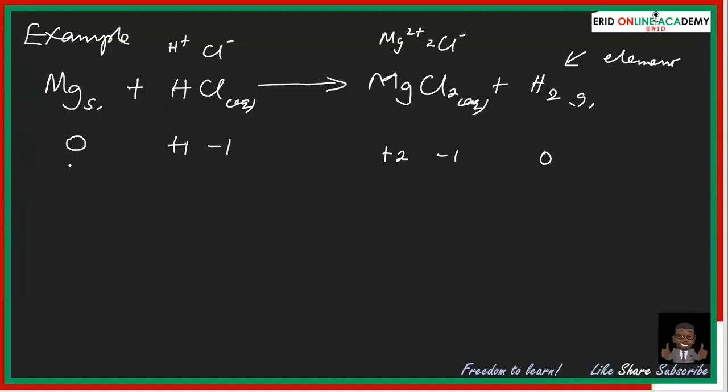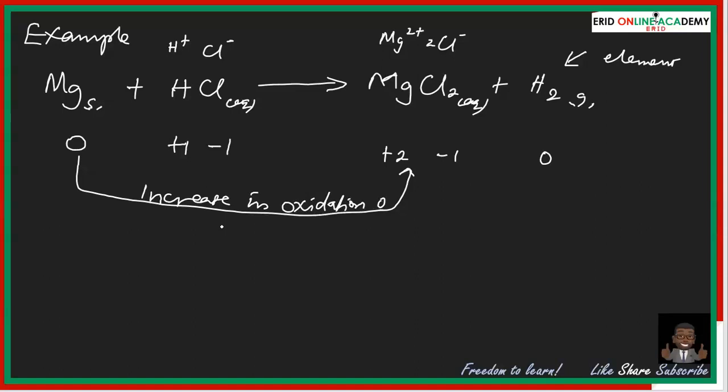Having looked at this, let's now see oxidation. Oxidation is the loss of electron or increase in oxidation number. So let's trace magnesium. Magnesium moves from here to here. It moves from 0 to +2. That is an increase in oxidation number.